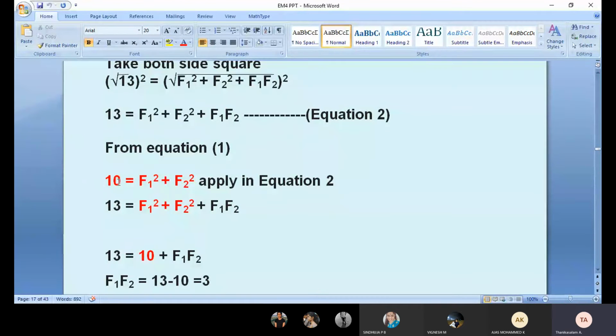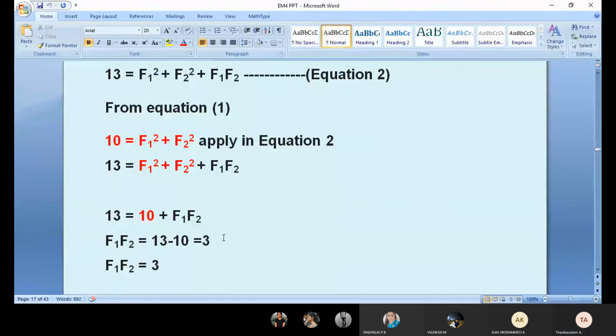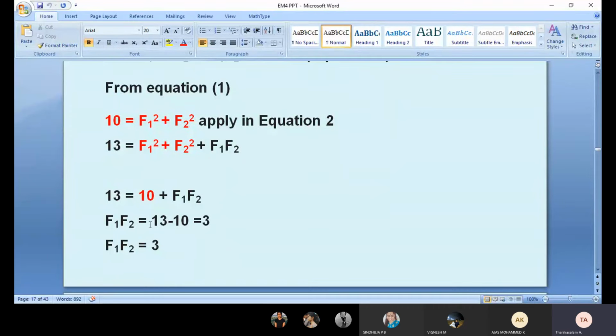So this is equation 1: 10 equals F1 square plus F2 square. Now applying this in equation 2: 13 equals F1 square plus F2 square plus F1F2. I replace F1 square plus F2 square with 10. Therefore 13 equals 10 plus F1F2, so F1 into F2 equals 13 minus 10, which is 3. Up to this point, do you understand? Did you get this point?